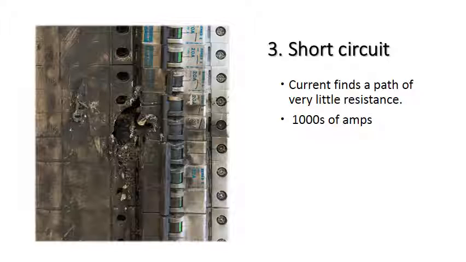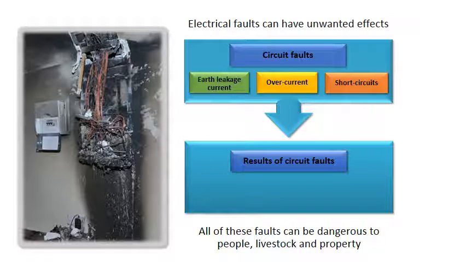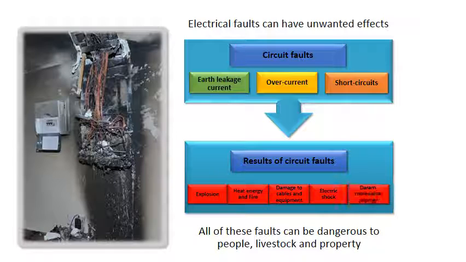You can see here a set of circuit breakers that has had a short circuit in them, and they came from the Mount KFC. Electrical faults can have unwanted effects. The three electrical faults that we've been talking about can all result in explosion, heat energy and fire, damage to cables and equipment, electric shock, and electromechanical energy. So all of these faults are dangerous, and they're dangerous to us, dangerous to our livestock and property.